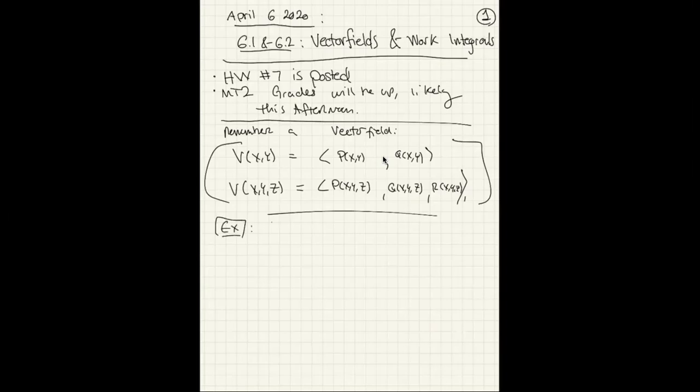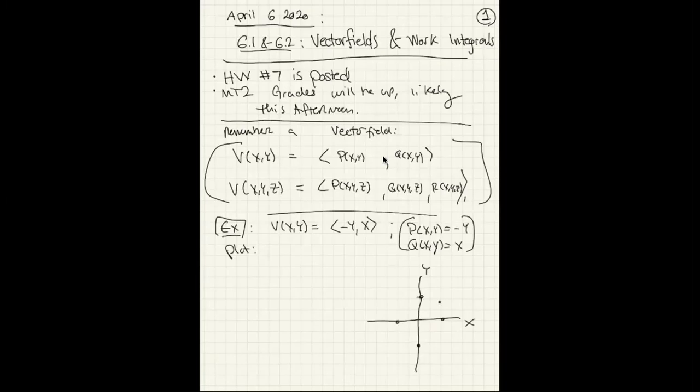Let's say v of x, y, so we're doing a 2D one, is negative y comma x. So this means my P of x, y is just the function negative y, and my Q of x, y is just the function x. Okay, so let's plot this. So I'm going to have my coordinate axes right here. And I'll want to plot the vector field at some different points on my axes. Okay, so let's plug in a few of these points.